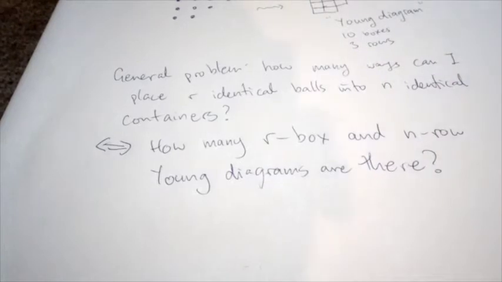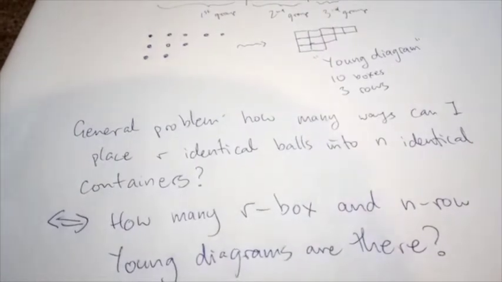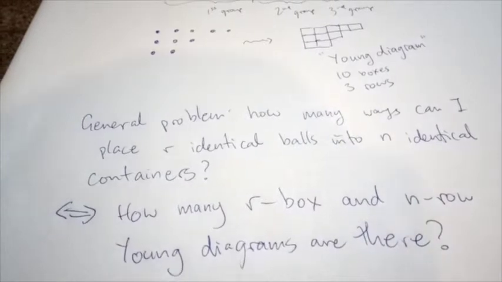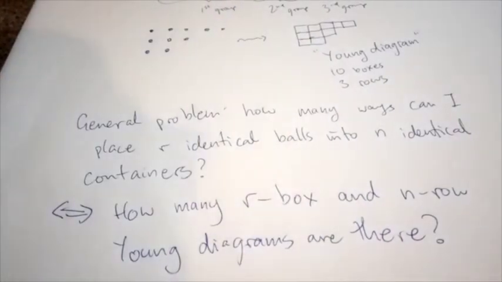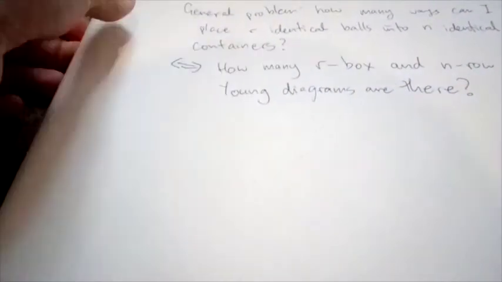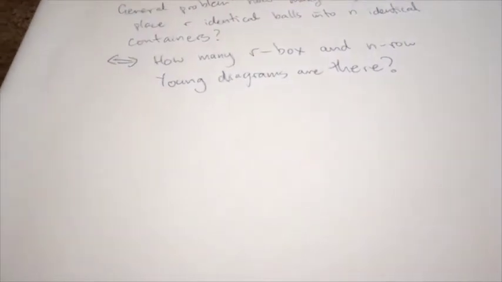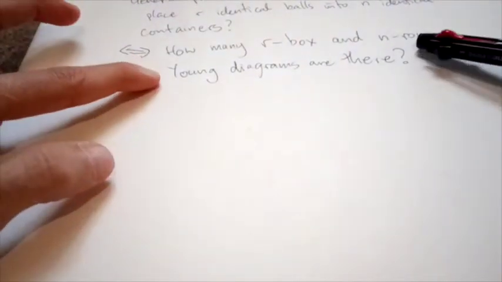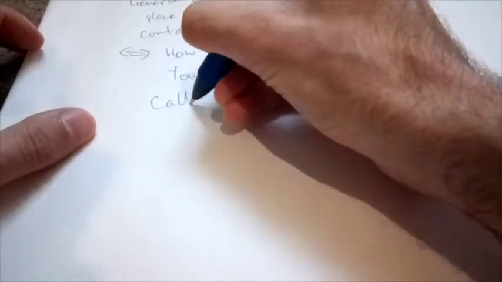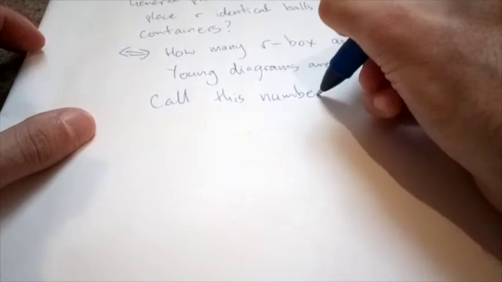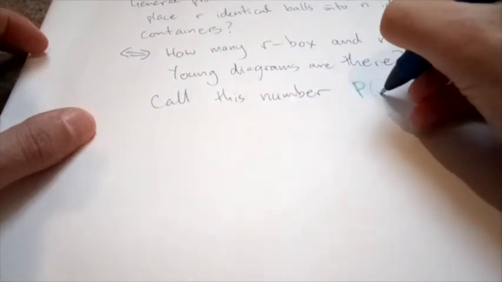The idea to build up, and we want to count how many Young diagrams there are. So in the class you did the example of 10 identical balls into 3 identical containers and found there were 8 ways. I'm going to draw out the Young diagrams and build them up in a way that will make the proof of the recurrence relation easier. So how many Young diagrams are there of this many boxes and this many rows? We call this number P, R, N.